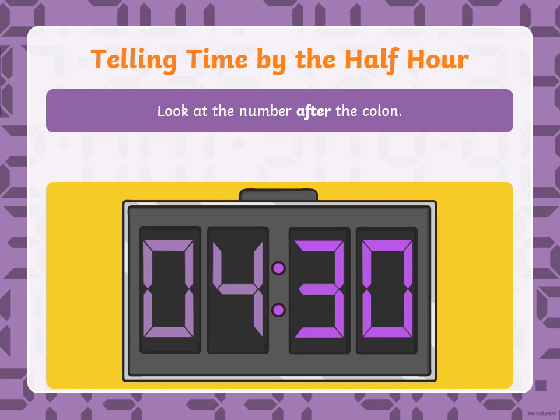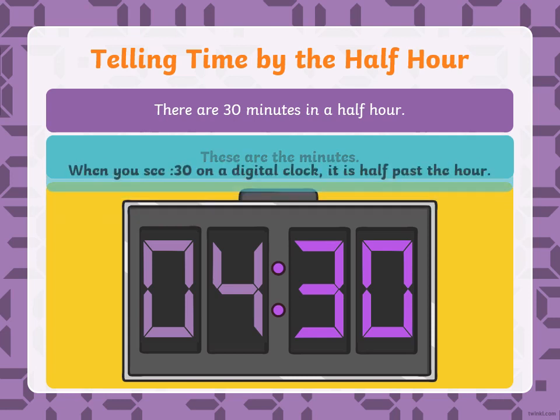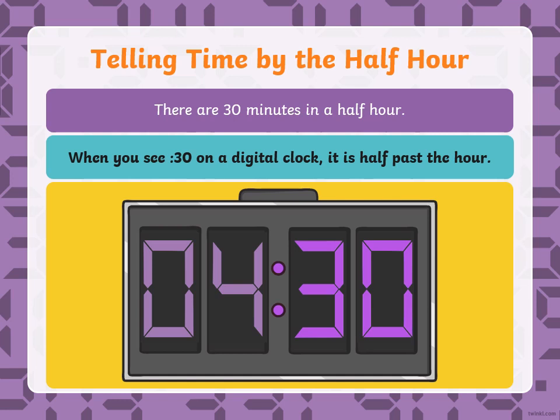Look at the number after the colon. These are the minutes. There are 30 minutes in a half hour. You can see 30 on a digital clock. It is half past the hour.